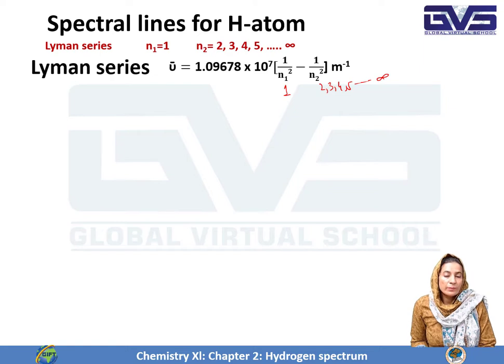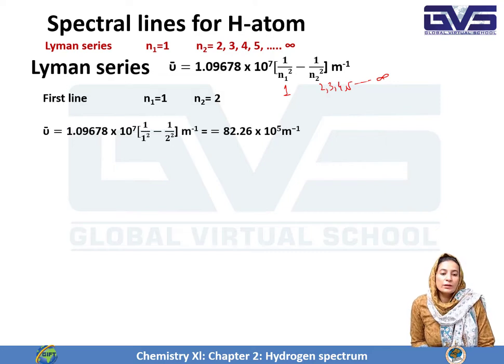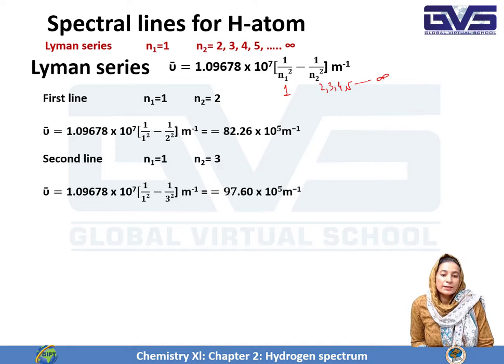The first line will be when the electron jumps from second to first, the second line will be when the electron jumps from third to first, like this one. Apply this equation, put the values and calculate, and you can find the wave number of the first line. Then similarly for the second line, using this equation, n1 in this case is 1 squared and n2 in this case is 3, so taking 3 squared and solving this, you can find the wave number value of the second line.